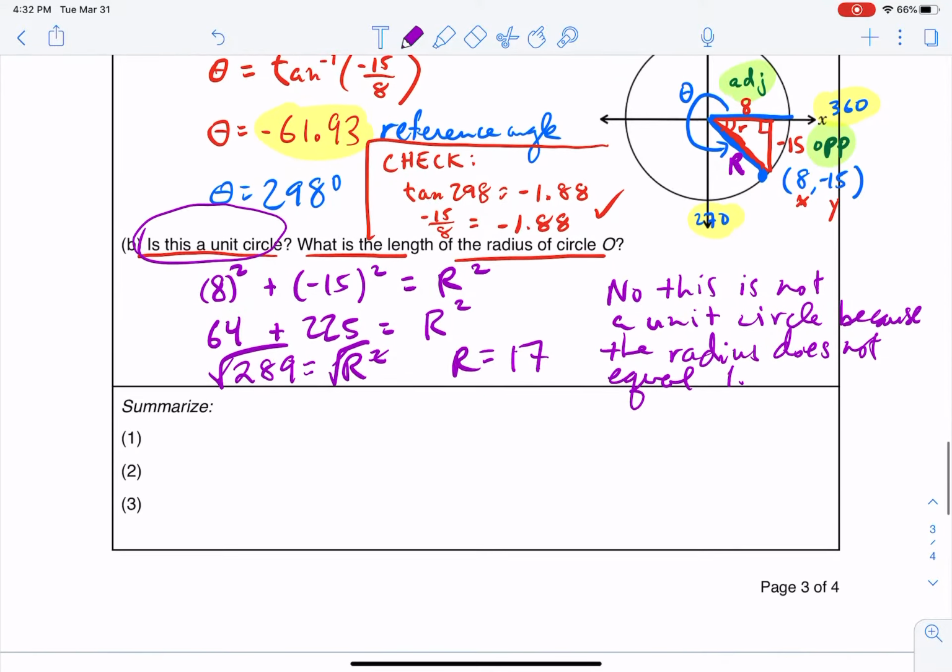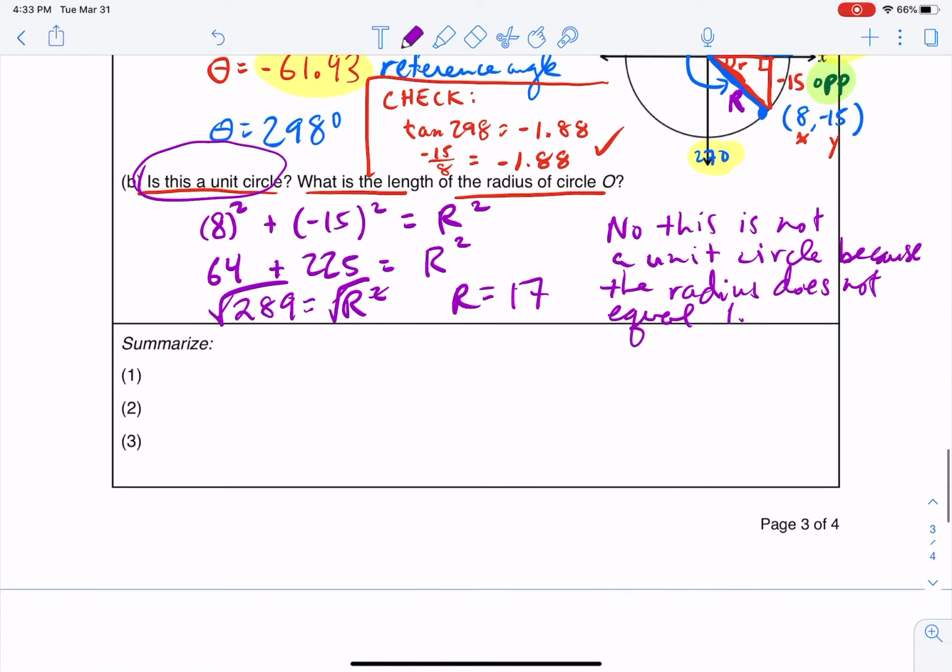Now let's summarize what we did in the problem above. So the first thing you're going to do in the problems that follow is use inverse trig. So inverse trig is that sine -1, cosine -1, tangent -1. So use inverse trig functions to solve for our angle.